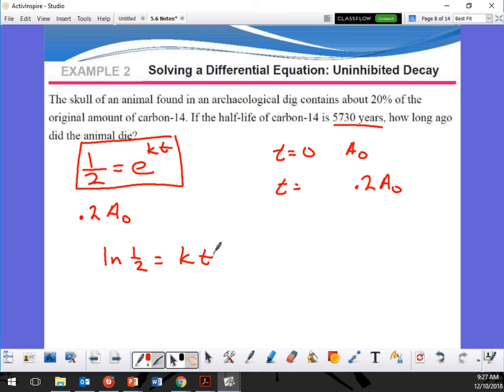All right, so what would I do here? What is my T here? What is the T here now? 5,730. There we go, yes. All right, so I'm going to change that. Divide both sides.